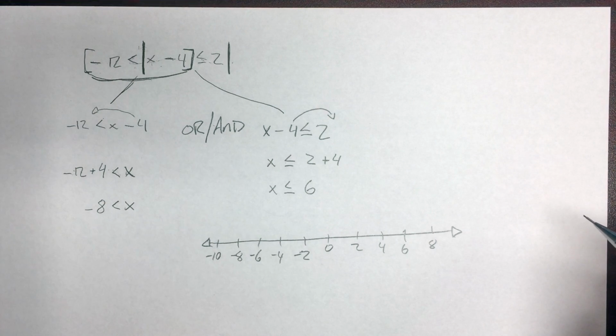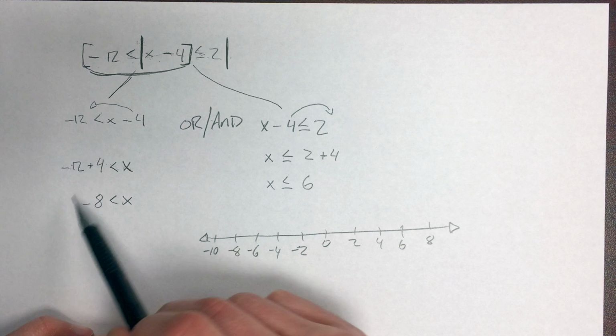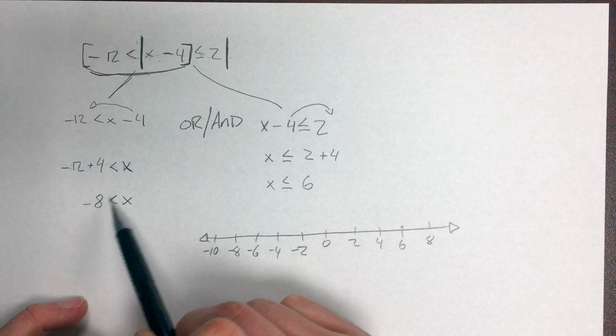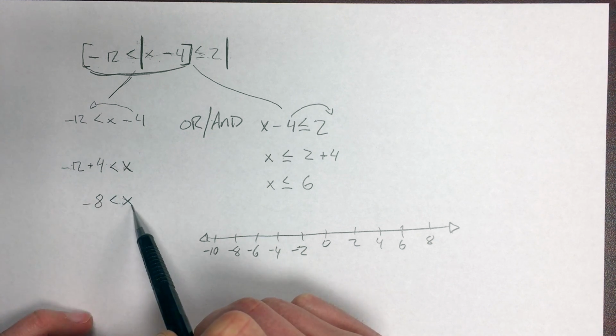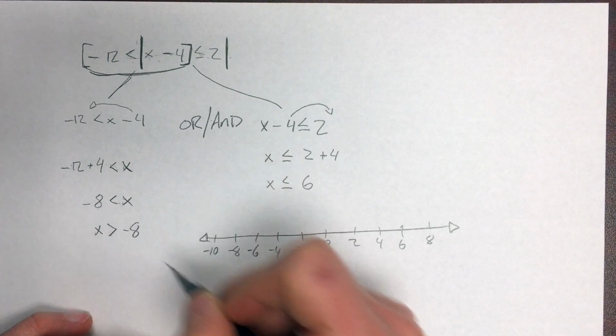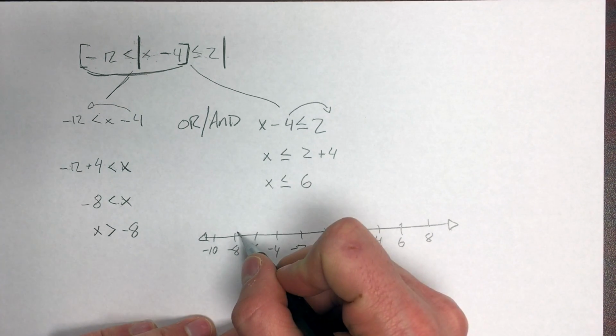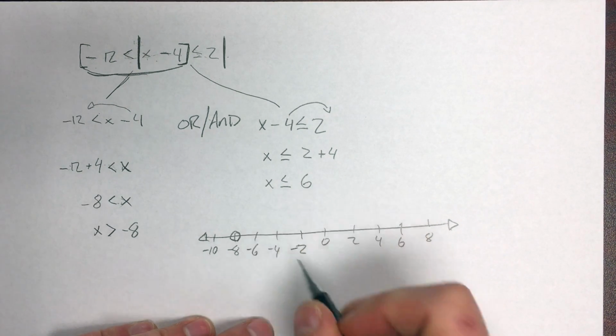To just make it a little bit easier. Okay, so let's graph this inequality. Negative 8 is less than x. I like to just flip it over and say x is greater than negative 8. So x cannot be negative 8, correct? So an open circle around negative 8.